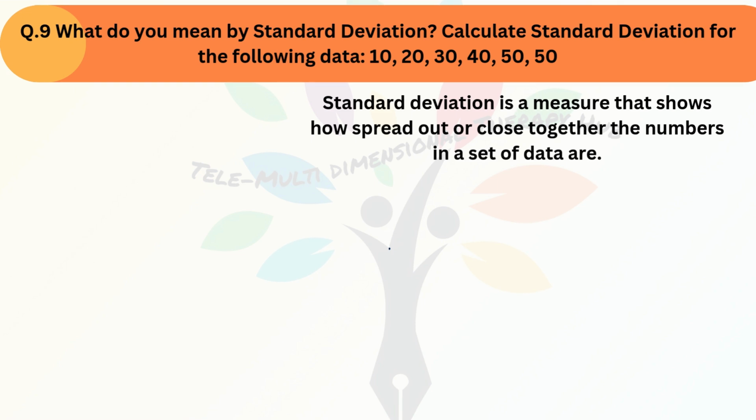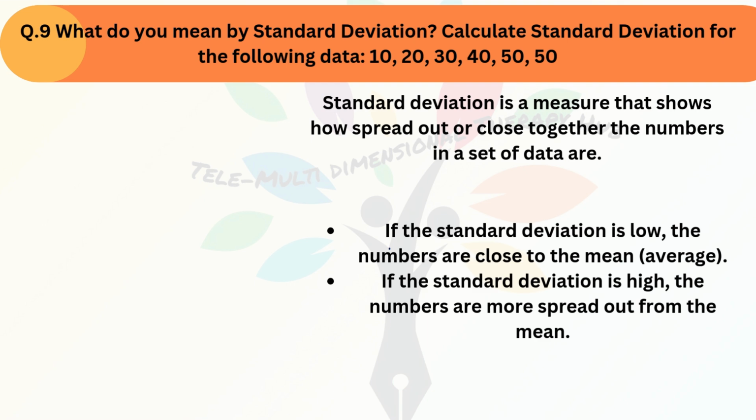Standard deviation is a measure that shows how spread out or close together the numbers in a set of data are. If the standard deviation is low, the numbers are close to the mean, that means the average. If the standard deviation is high, the numbers are more spread out from the mean. In simpler terms, it tells you how much the data values differ from the average. A smaller standard deviation means most values are similar to the average, while a larger standard deviation means the values vary a lot.